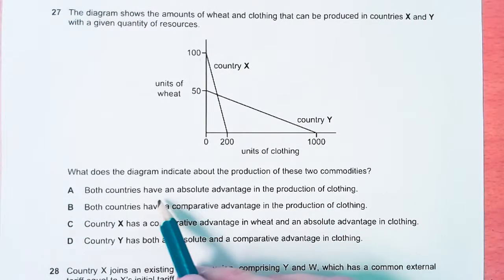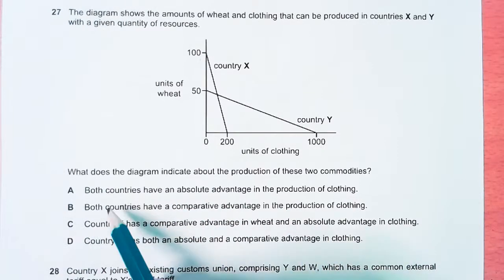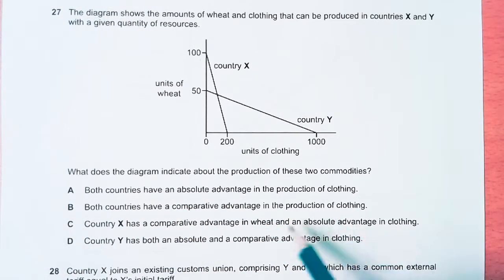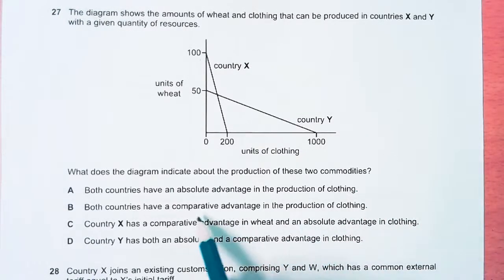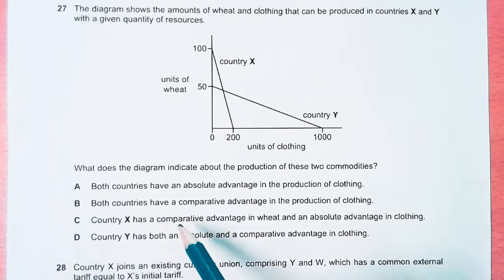Both countries have an absolute advantage. No, both countries have a comparative advantage. Well, you can't have both countries, because remember Ricardo's model is about two countries, so you can't have both being the lowest opportunity cost in the production of their clothing. No. Okay, so C, country X has a comparative advantage in wheat.